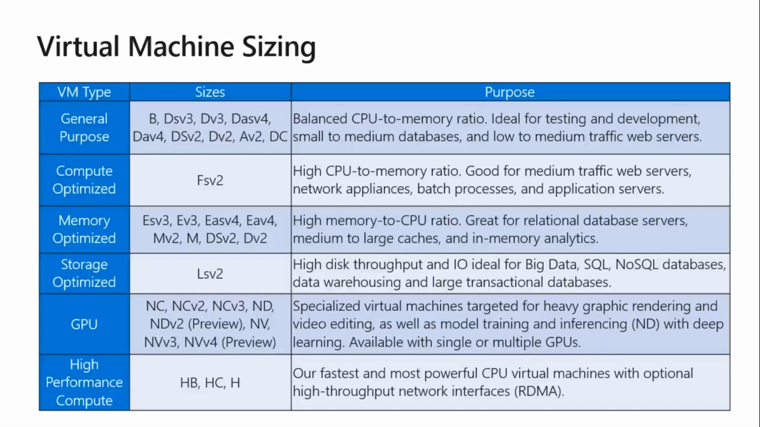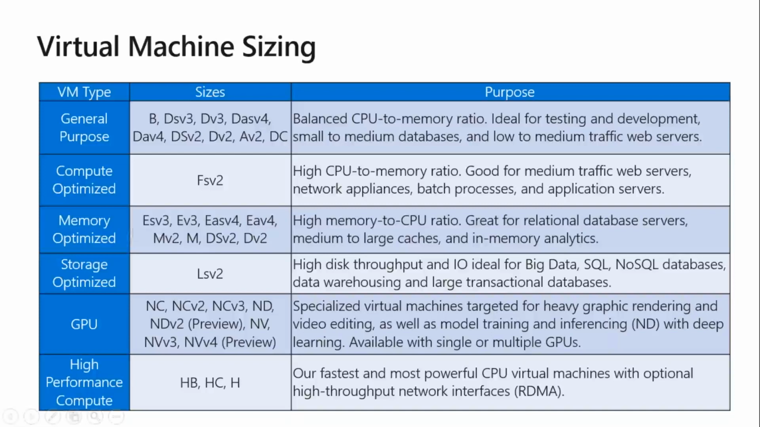Virtual machine sizing. For general purpose, where the machine is not doing any kind of heavy workload, you can choose the size DSV3, DSV4. But if you want compute optimization, then you should go for the higher CPU to memory ratio, good for medium traffic web servers. The size is FSV2. For memory optimization, where you need good memory for a database or for any real-time execution area, you have to choose this kind of size, ESV3, EV3, like this.